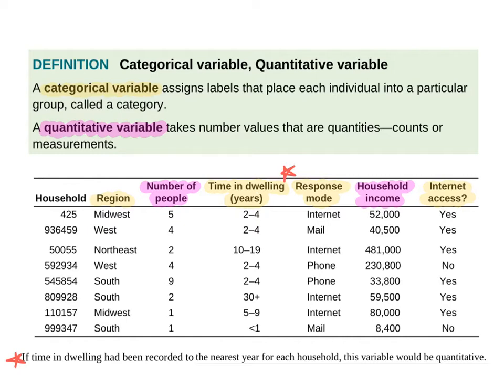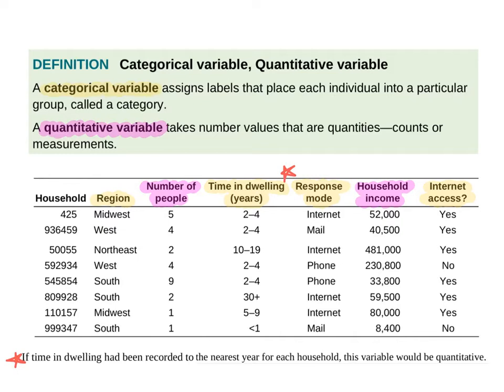So the other variables are quantitative, and if you know what that word means, you know it has to do with numbers. So quantitative variables take number values that are quantities, which are counts or measurements. So that would be number of people in a household, household income, and coming back to time in dwelling, you're like, wait a second, those are numbers, but here's why that's a categorical variable in this circumstance and not quantitative. There are numbers, but it's categorical because there are ranges.